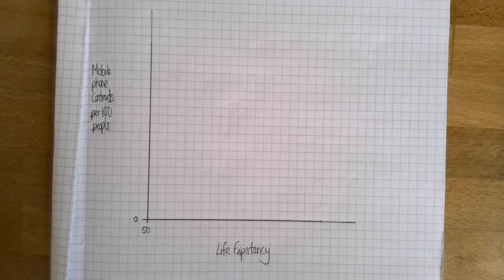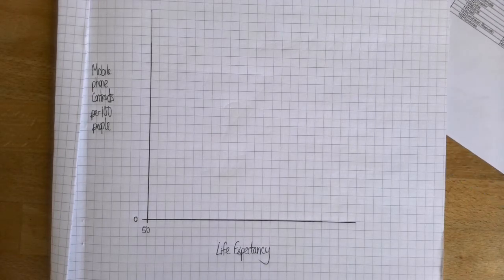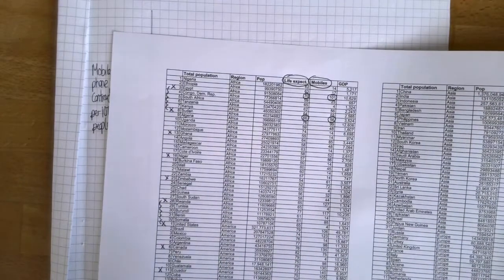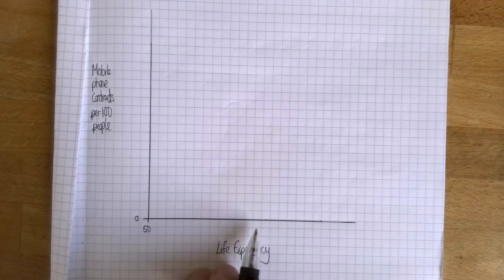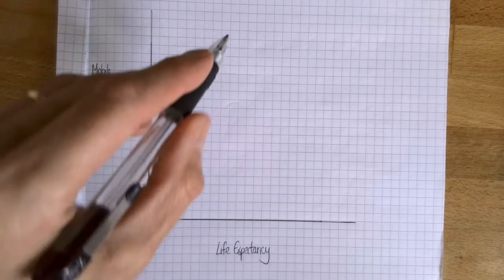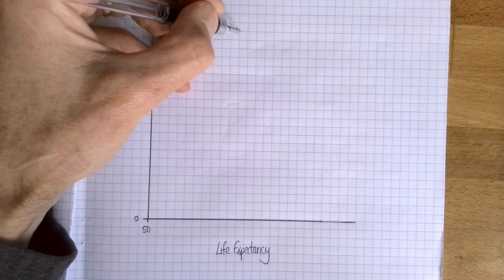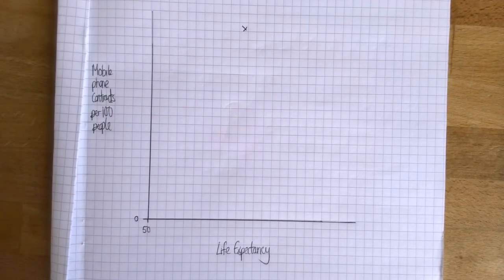Once you've done that, you then need to plot your 20 countries. So you're going to have 20 crosses on your diagram. So for example, Egypt, remember, had a life expectancy of 70 and 101 mobile phones per 100 people. There we go, there's Egypt. So I would go along to 70, wherever that is on this axis, and up to 101, wherever that is on that axis, and I would do a cross. That's Egypt's cross.